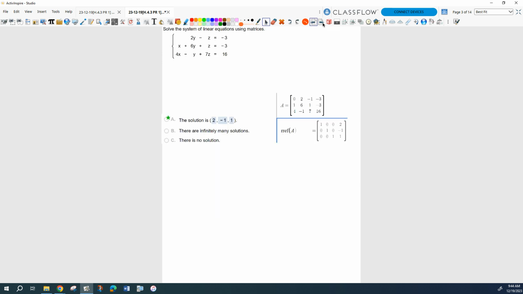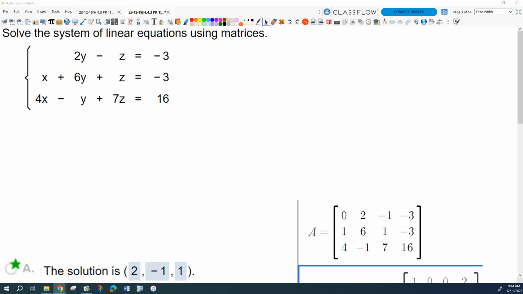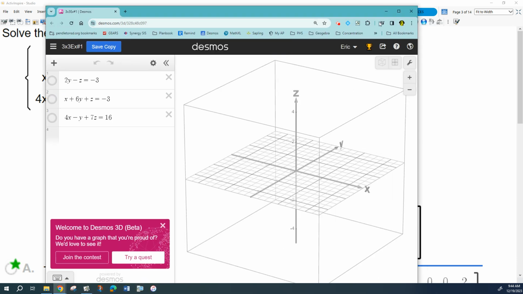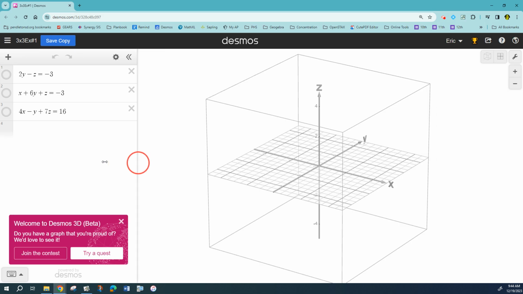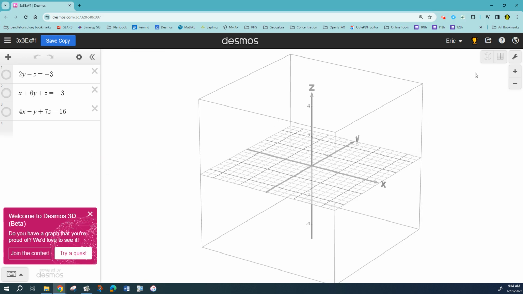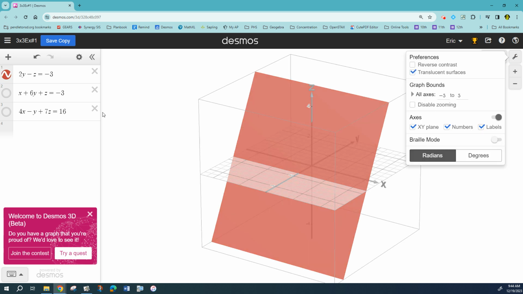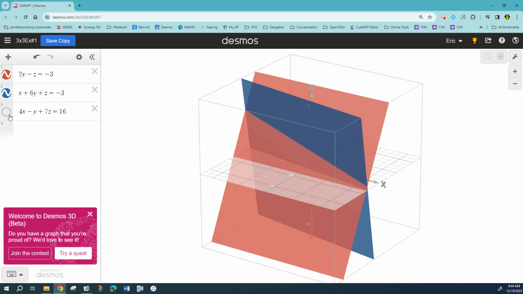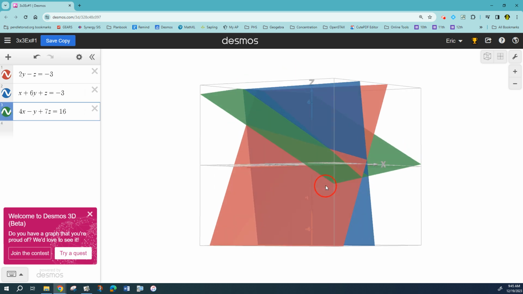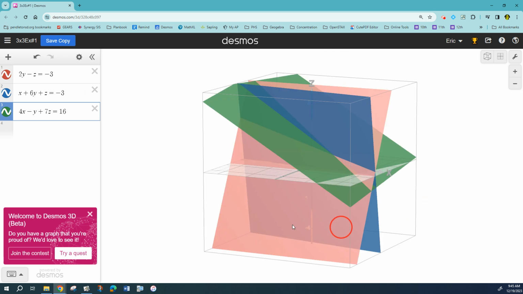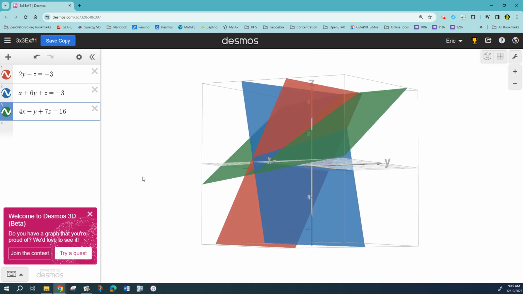If we go back to the last one and we look at this system, look what we see. This one had a single point, and you can see the single point. There's a good view of it right there. Everybody see that? There's the one point of intersection right there where all three planes intersect.